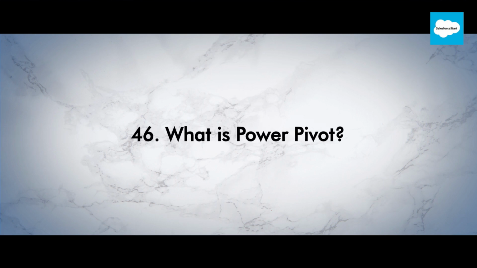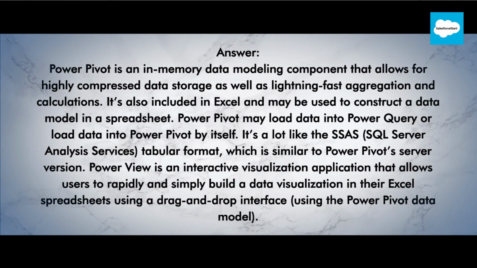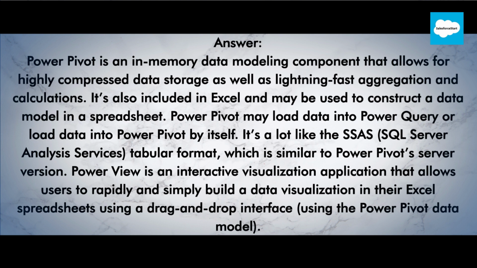46. What is Power Pivot? Answer. Power Pivot is an in-memory data modeling component that allows for highly compressed data storage as well as lightning-fast aggregation and calculations. It's also included in Excel and may be used to construct a data model in a spreadsheet. Power Pivot may load data into Power Query or load data into Power Pivot by itself. It's a lot like the SSAS, SQL Server Analysis Services, tabular format, which is similar to Power Pivot's server version.